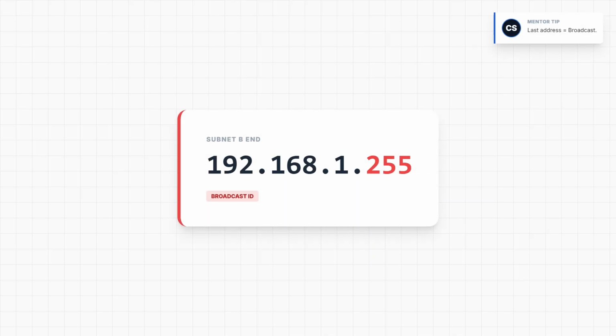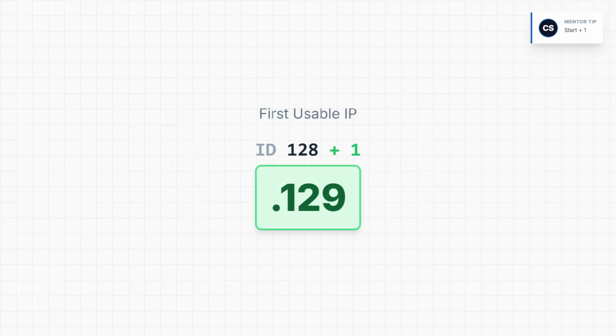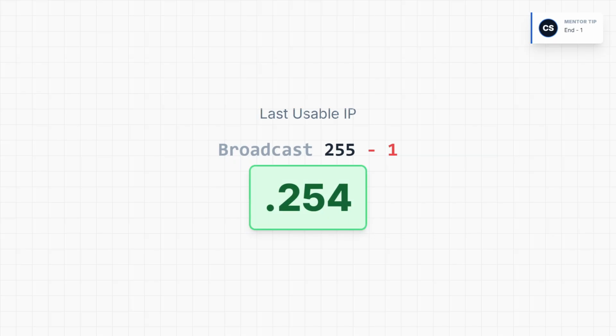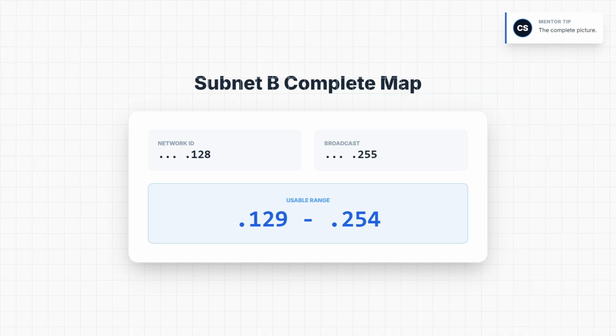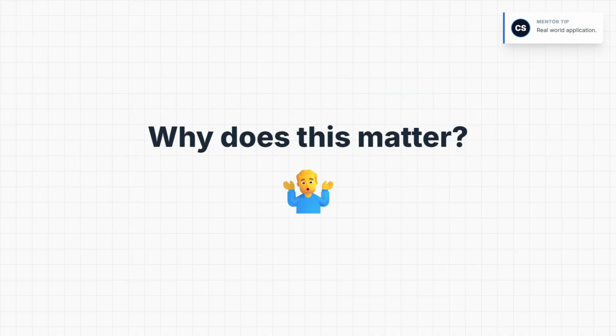And just like before, the usable computers must be squeezed in between. The first usable IP is one number higher than the ID. That is .129. The last usable IP is one number lower than the broadcast. That is .254. So now we have mapped out the entire universe of this /25. Why does all this math matter? Why do we care so much about this invisible line?